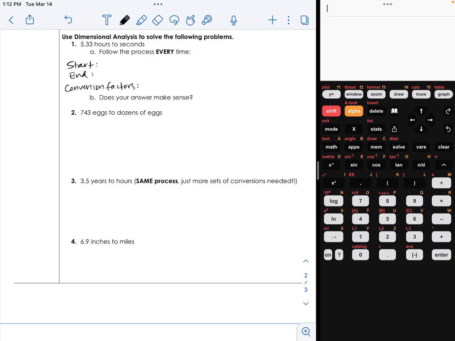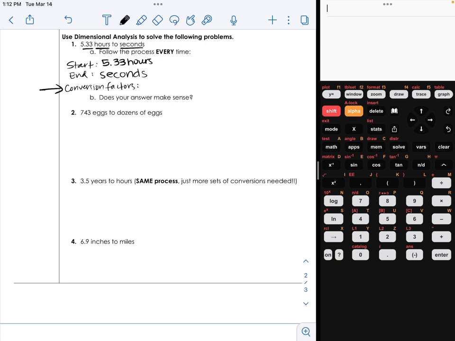Our method begins by recording our starting value. As mentioned in the notes, our starting value is always going to be a number that goes with a unit. So we have 5.33 hours as our starting value. The thing we want to get to is seconds. The ending, as mentioned in the notes, is always going to be just a unit. So seconds without a number. The number is what we're looking for, how many seconds. And then we use conversion factors to get from the start to the end. So we need to go from hours to seconds.